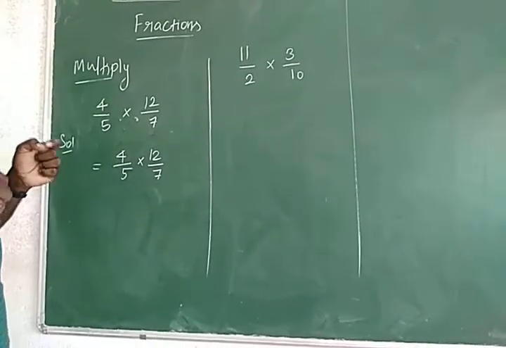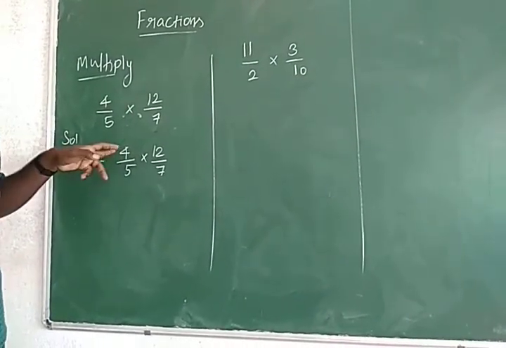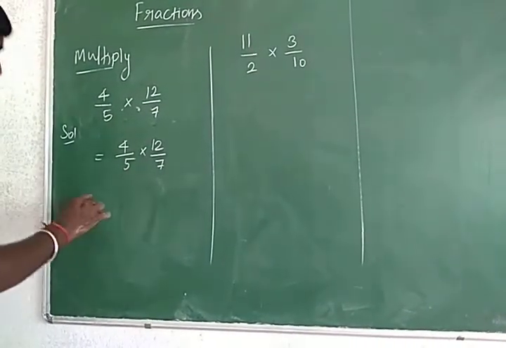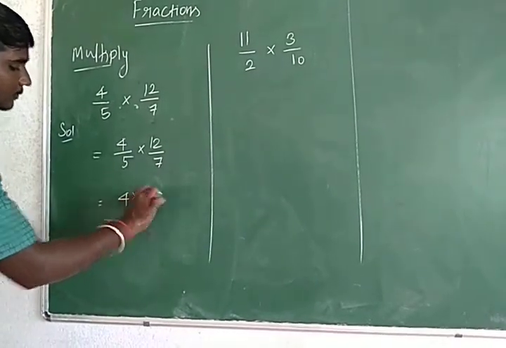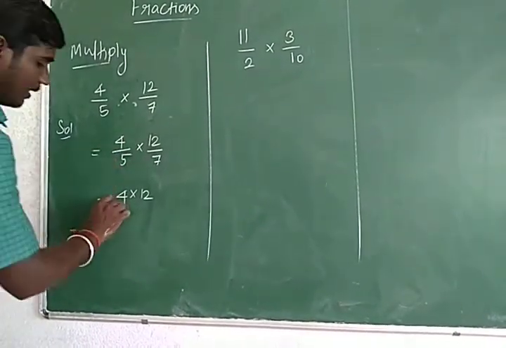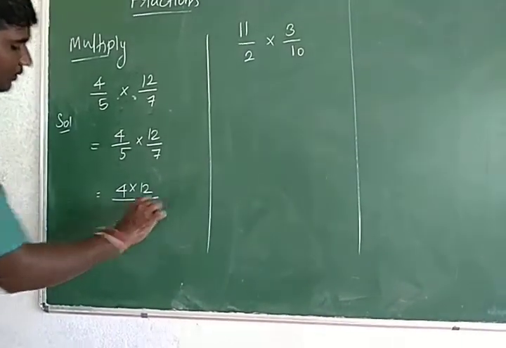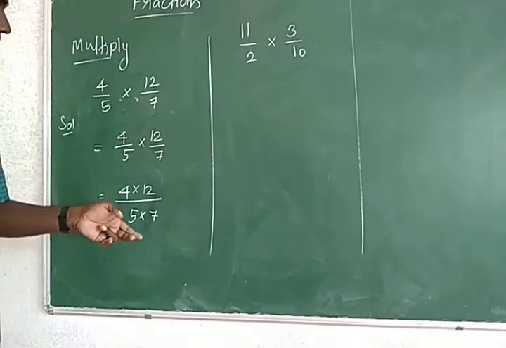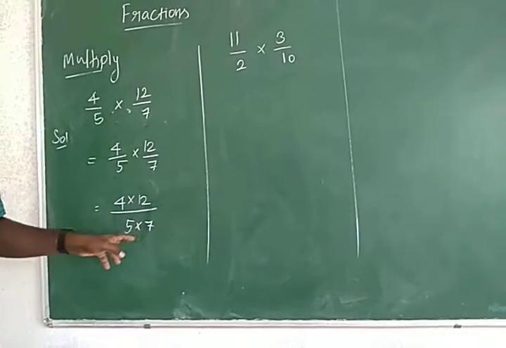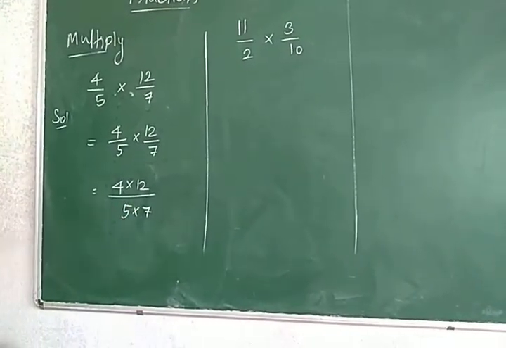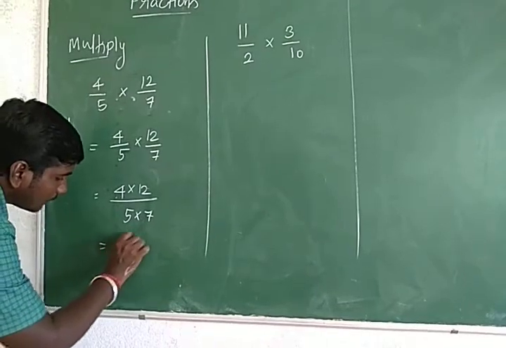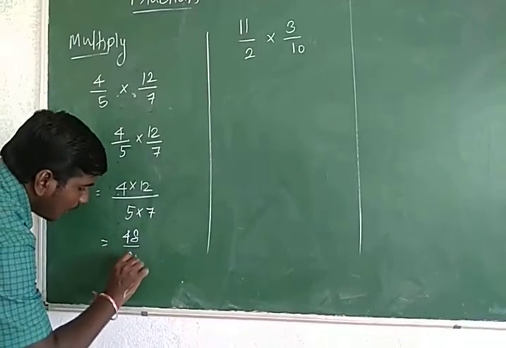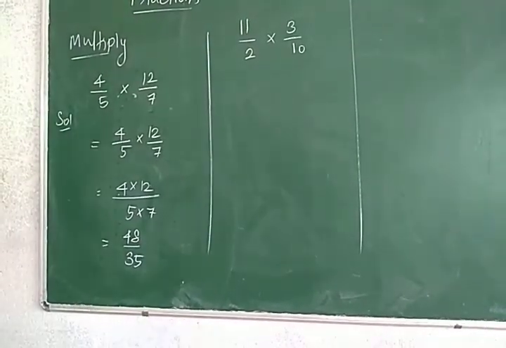So what is the concept of product of two fractions? Product of numerators divided by product of denominators. 4 into 12, product of numerators, divided by 5 into 7, product of denominators. That's all. Any possibility to reduce? 4 is not a multiple of 5 or 7. No. Multiply. 4 12s are 48. 5 7s are 35.